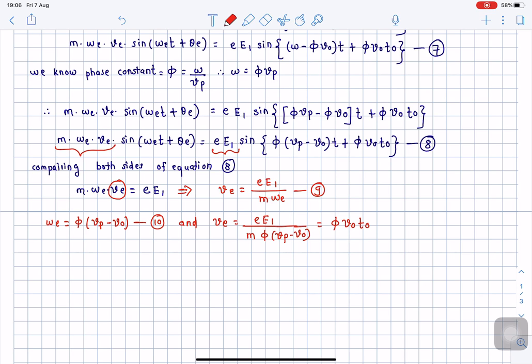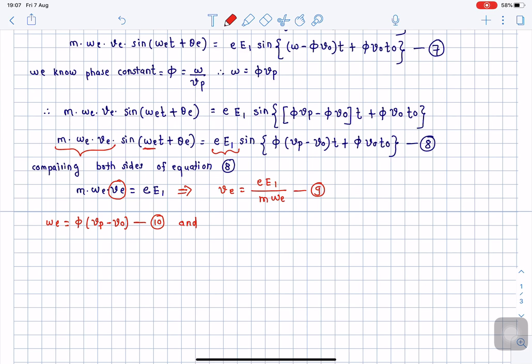So here, rather this particular equation, we'll remove this, and here Ve can be written as E1 divided by m omega e, where omega e can be considered as a t term. So when we compare this particular term, we consider the omega e, which is multiplied with the t. Omega e is 5 times Vp minus V0.